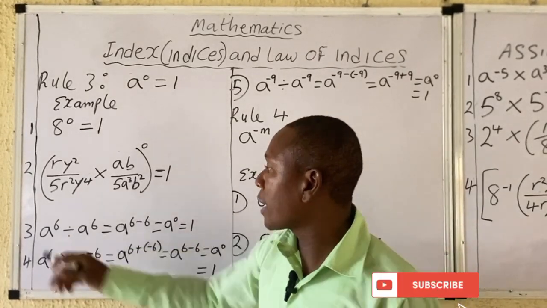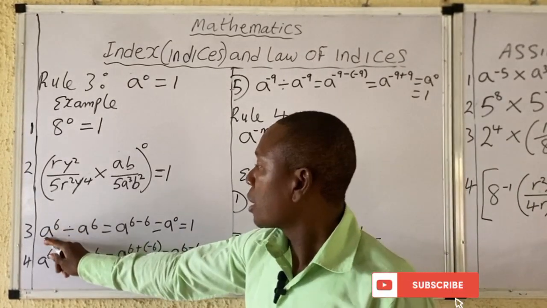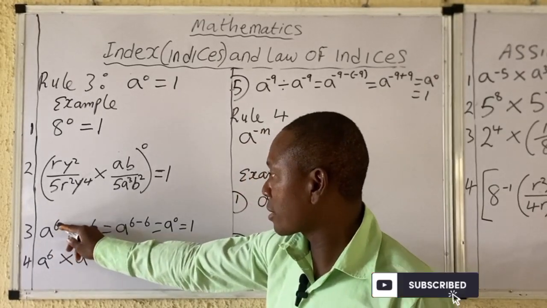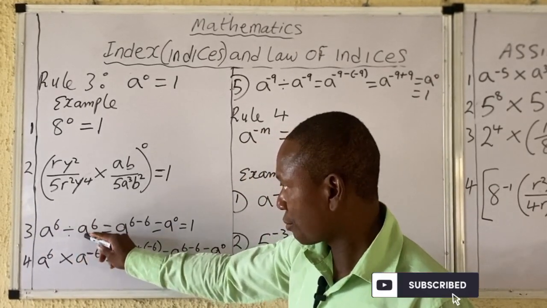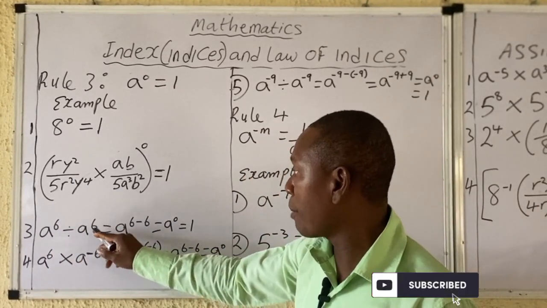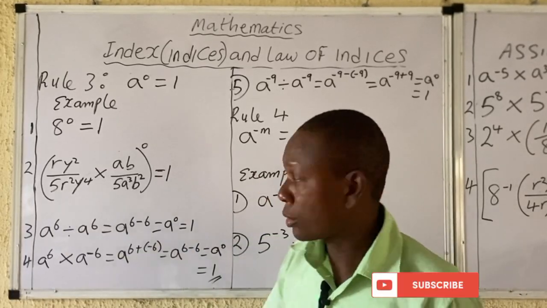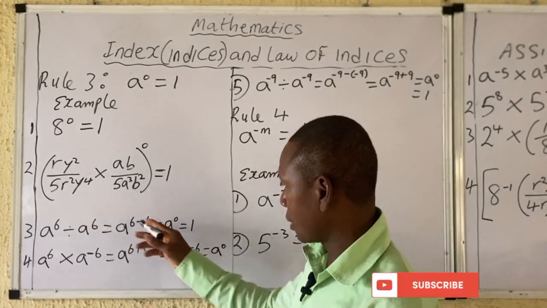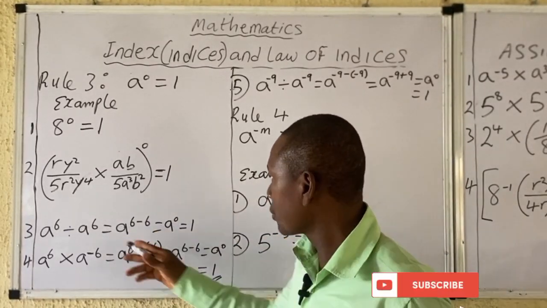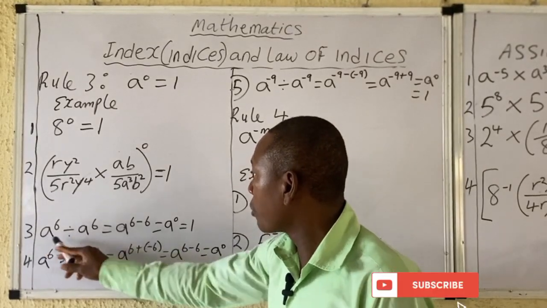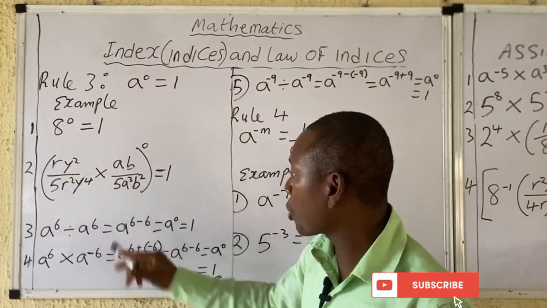Now, let's take a look at the third example. A base a raised to the power of 6 divided by a raised to the power of 6. Remember, divide is subtraction. It's minus. So you have to subtract the power. Okay? So both bases are the same thing. So I will pick one.